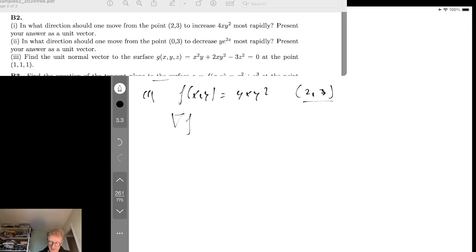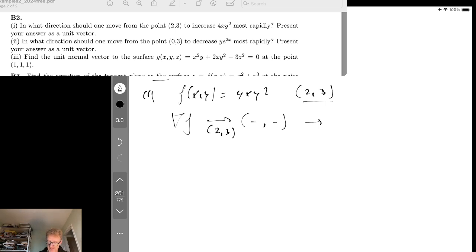So you have to calculate the grad of f. So that counts actually for all of them. So for 1, 2, 3, you calculate the gradient of the given function. It doesn't say f, but I've given it the name f. Then you evaluate in the point. Here that's (2, 3), so you get two values here. And then you have to find in which direction the increase is most rapid.